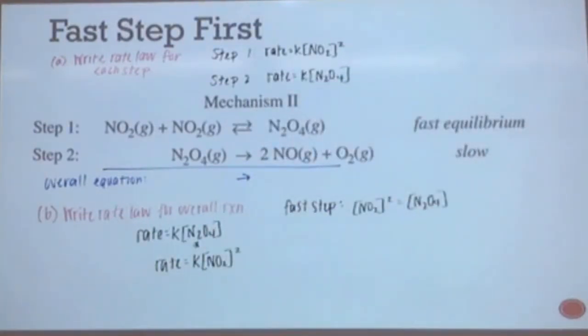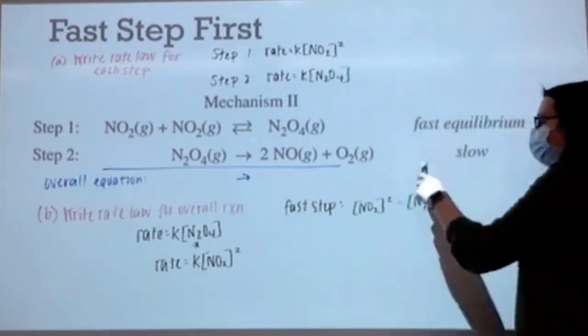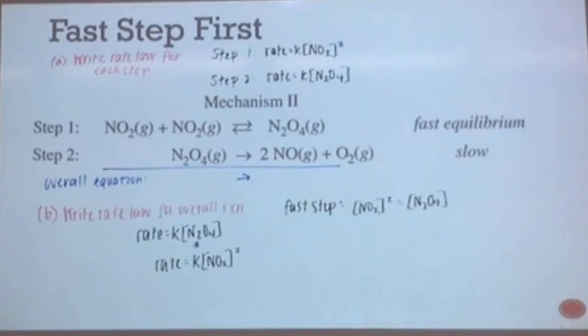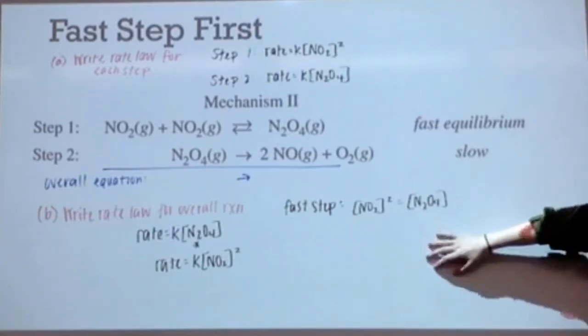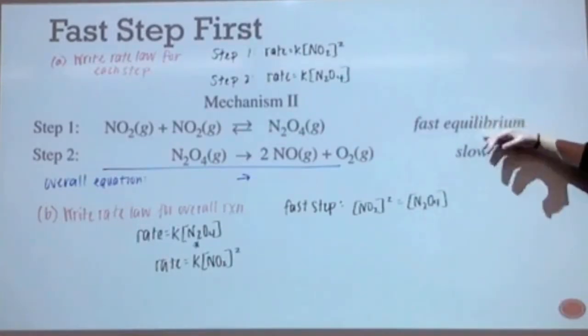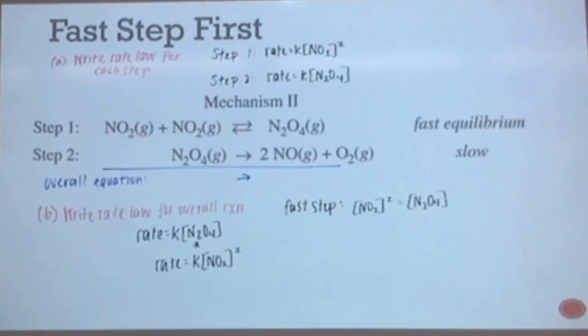That's whenever you see an intermediate. If your slow step is not first, you will have to do this. The slow step is not the first step. You'll have to do this because you'll always have an intermediate. That's the whole point of a mechanism, is to have an intermediate.